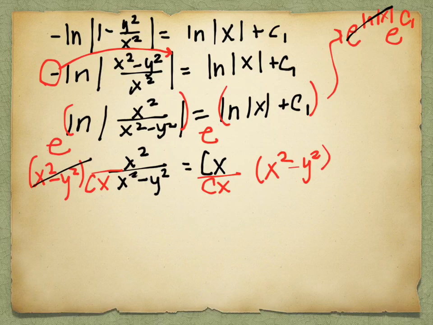So on the left, this cancels. On the left, what are we left with? What is x squared over cx? Let me rephrase it. Does x squared over cx simplify? It's just x over c. Yeah, it's x over c, right? And then on the right-hand side, I now have x squared minus y squared.